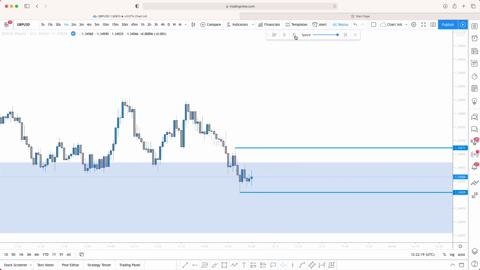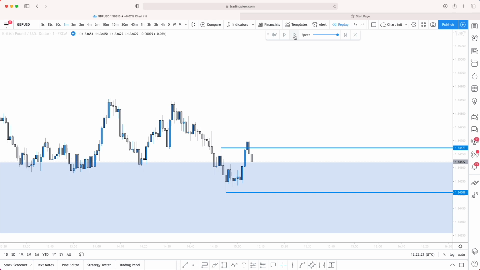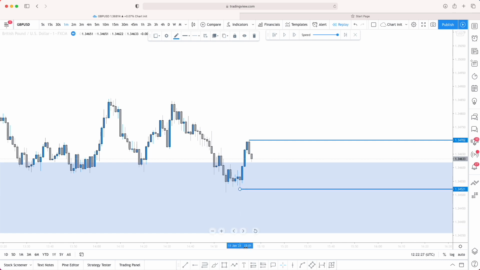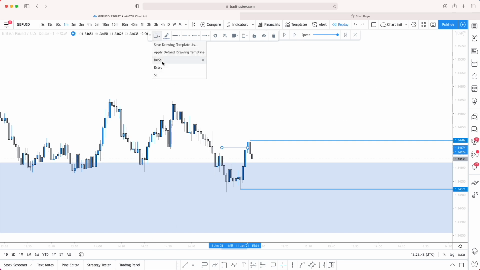Okay, so let's see what happens. There we go. Okay, so we broke and create a new high. The low is now going to be this one. So the break of structure is here. The break of structure is this one. Sorry, wrong one. There we go. So we've got a break of structure which is quite clear.